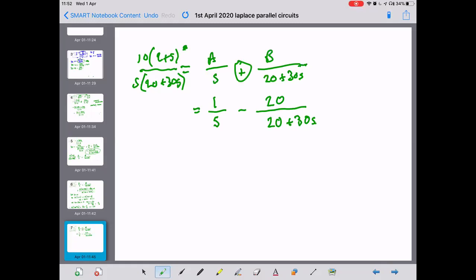So now we can divide by 30 to get s on its own, just this right-hand part of the expression. So we've got 1 over s minus 20 over 30, which is 2/3, divided by 2/3 plus s.